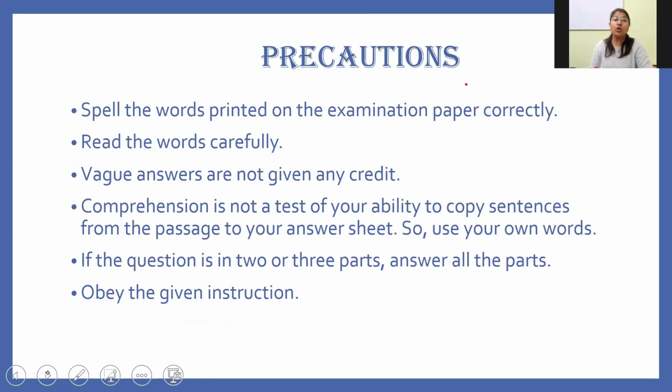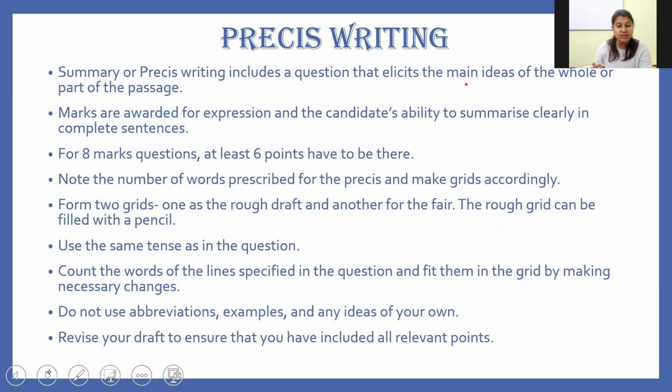Now, the next precautions. Spell the words printed on the examination paper correctly. The words that have been given in the examination paper, spell them correctly. Read the words carefully. Vague answers are not given any credit. Comprehension is not a test of your ability to copy sentences from the passage to your answer sheet. So use your own words. If the question is in 2 or 3 parts, answer all parts. Obey the instructions. So these are all precautions which you need to take while answering either vocabulary or understanding based questions.